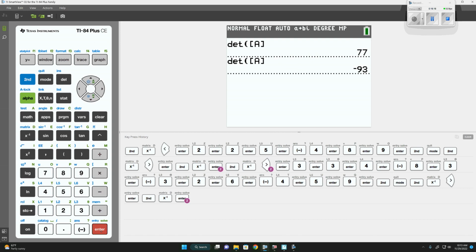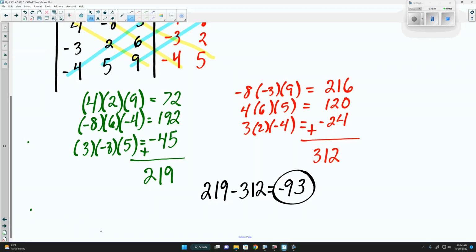Yes. With the 3 by 3, it is a lot easier to type it in. The 2 by 2, it's almost just as fast to actually solve it by hand as it is to plug it in. Questions on this here? Not too bad once we typed it in. So we get the exact same thing.